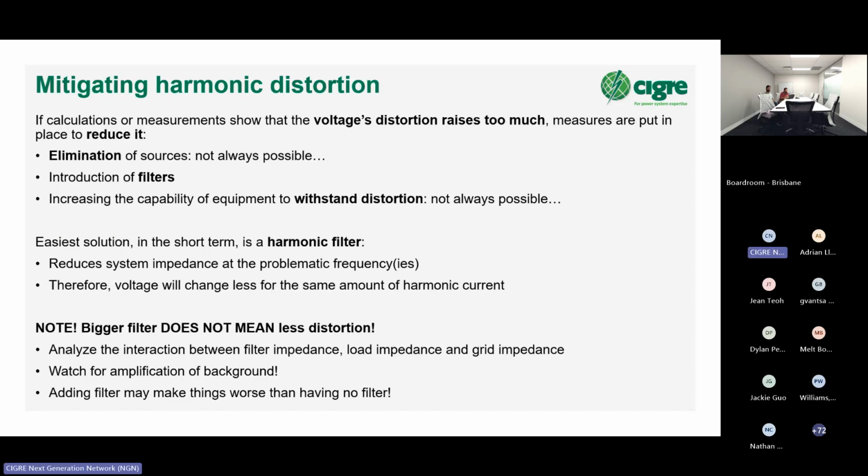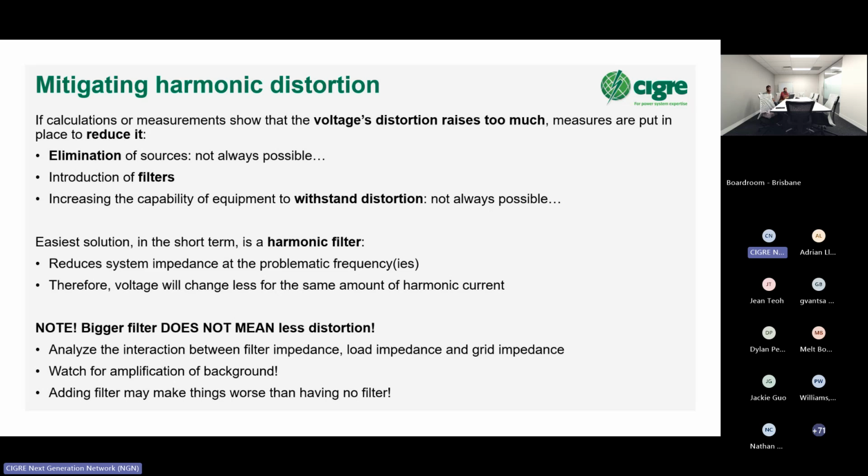Second last slide. Mitigating harmonic distortion. Well, that's the objective that we all have. How do we do it? We eliminate the sources. It's not always possible because we do need an inverter. We can't do without. Or we increase the capability of equipment to withstand distortion, so things ideally will put up with anything you throw at them. Again, not practical because it will cost lots of money.